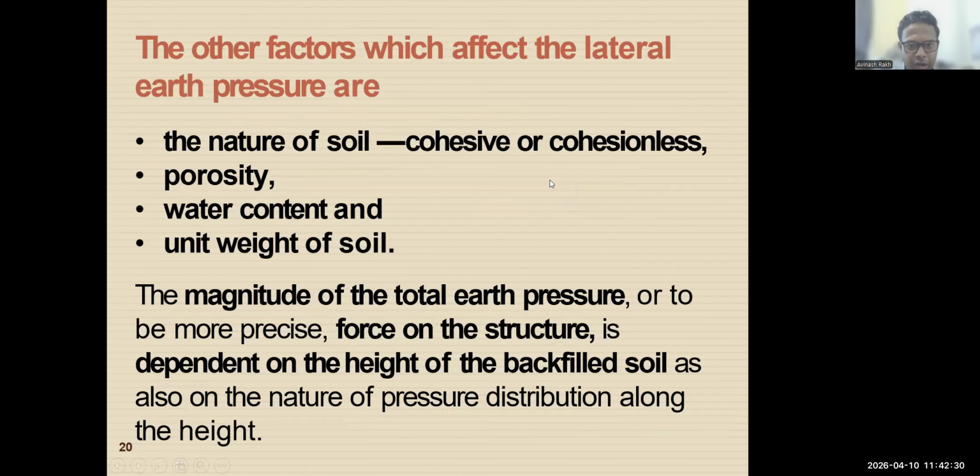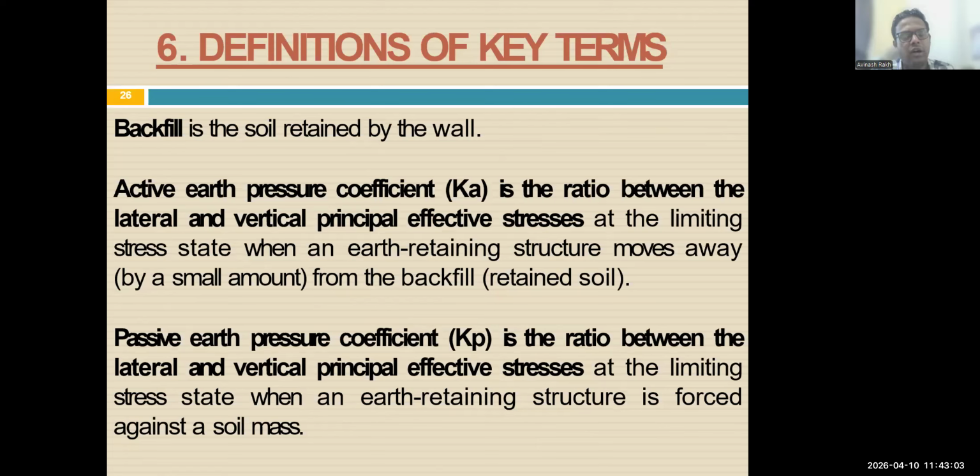Now let us see the next part. The other factors which affect the lateral pressure are the nature of the soil, either cohesive or cohesionless; second, the porosity; and after that, the water content and unit weight of the soil. These are the four to five factors which affect the lateral earth pressure. The magnitude of the total earth pressure, or to be precise the force on the structure, is dependent on the height of the backfill soil, and also on the nature of the pressure distribution along the height. This is further information related to earth pressure.